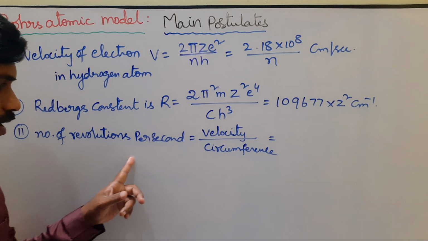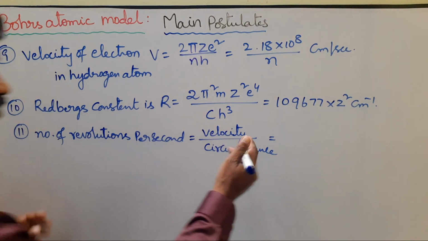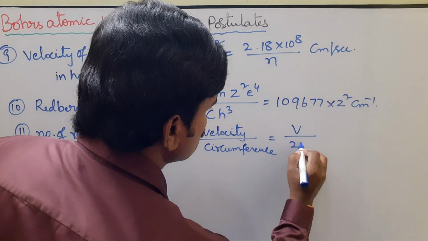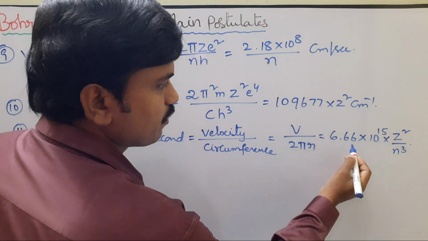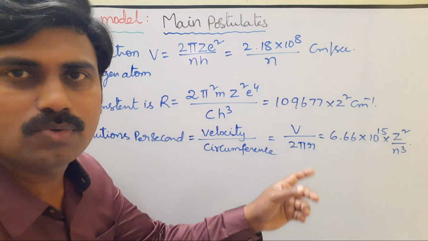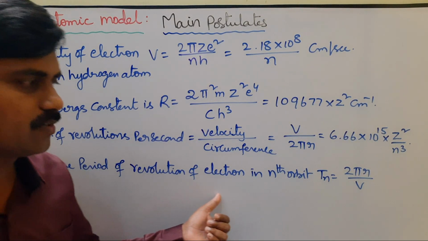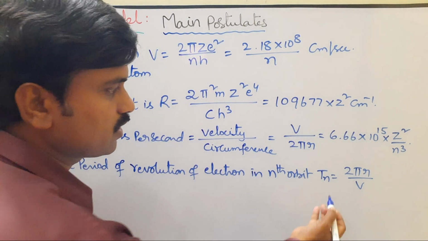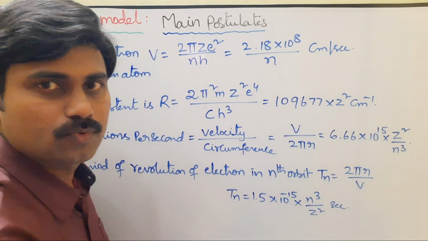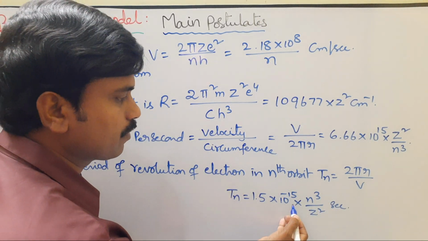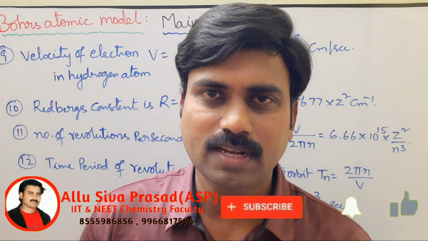Next point, number of revolutions per second is equal to velocity by circumference. Velocity is v, circumference is 2 pi r. If we substitute these values, we will get 6.66 into 10 power 15 into Z square by n cube. Okay, next point, time period of revolution of electron in the nth orbit Tn is equal to 2 pi r by v. If we substitute all these values, we will get Tn is equal to 1.5 into 10 power minus 15 into n cube by Z square seconds. So this is the Bohr's atomic model.